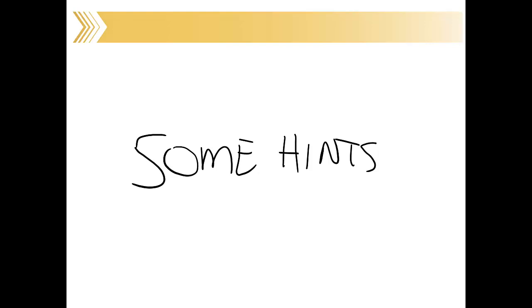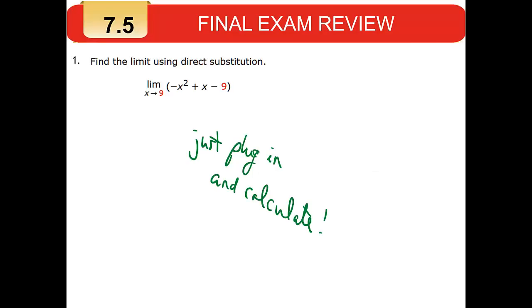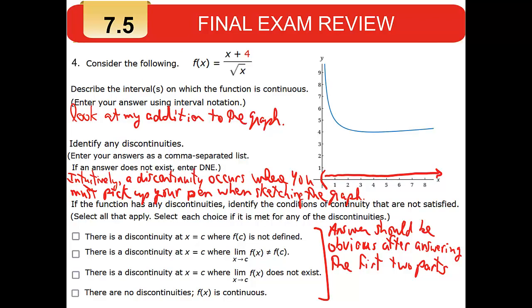Having said that, I'm just going to very, very briefly go through this to give you a few hints. Number one, this is a problem that tells you the hint right in the instructions. It just says to use direct substitution. That simply means you just need to plug the 9 in and get an answer. Same for number 2, same for number 3.